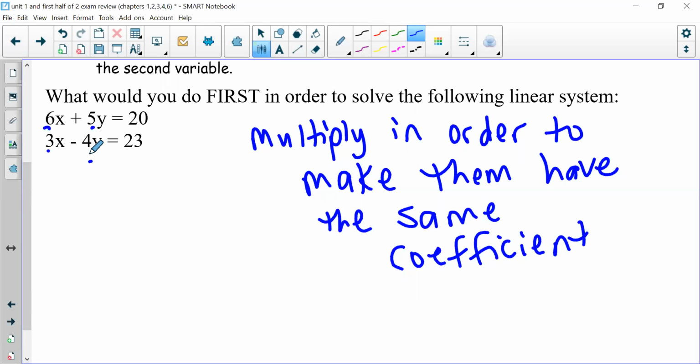I will tell you the one I'm going to give you on Friday can be done either way. So it'll have a variable that can be easily isolated for substitution, or if you want to do elimination, you can also do elimination. So you'll have an option on Friday.